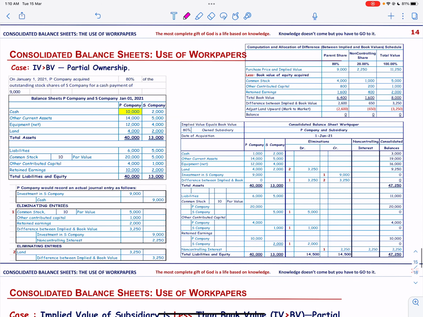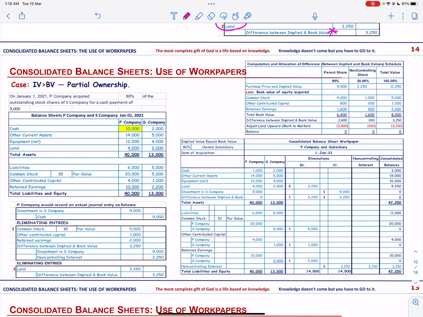I would like to explain a bit more on the consolidated balance sheet. If implied value is more than the book value, you can see that the cash is reduced to 1,000. Land has increased by 3,250. And the difference between implied value and book value is distributed to adjust net assets upwards.